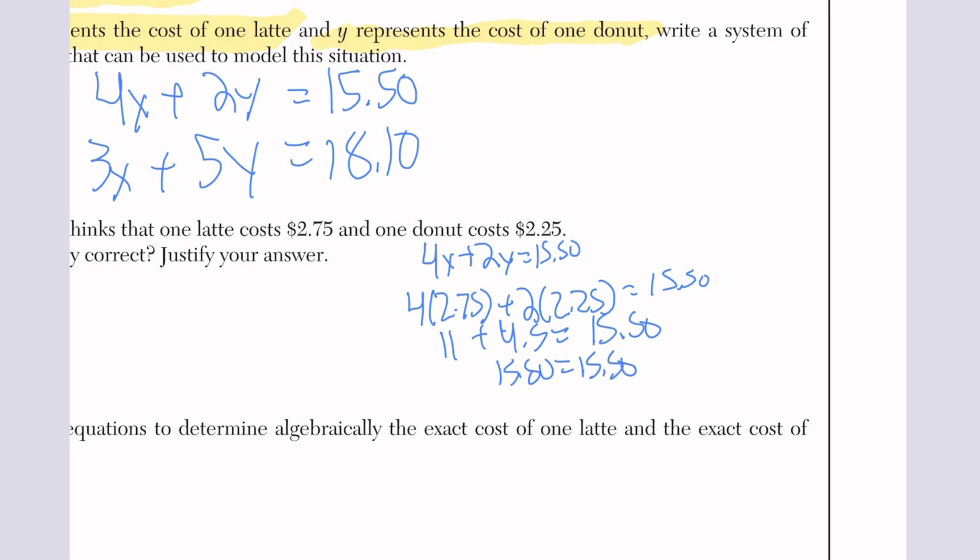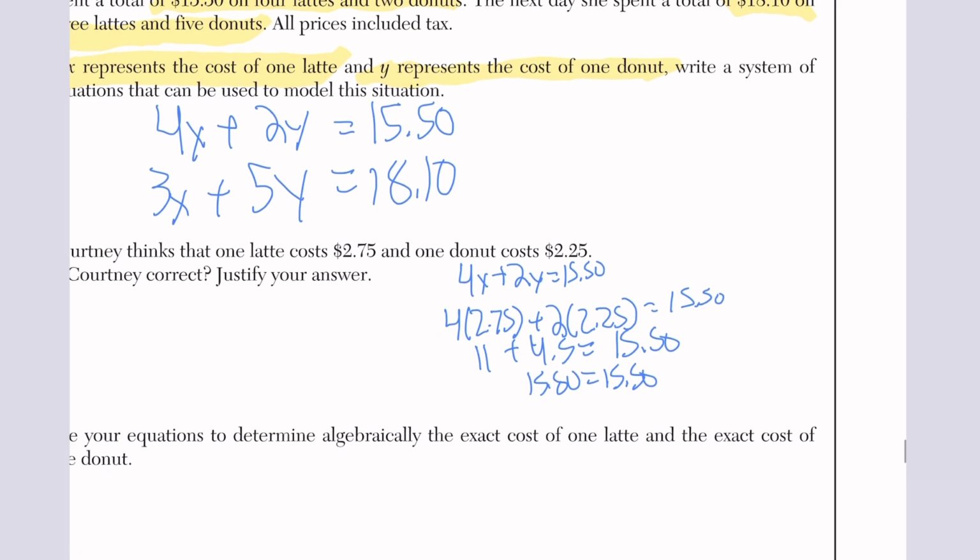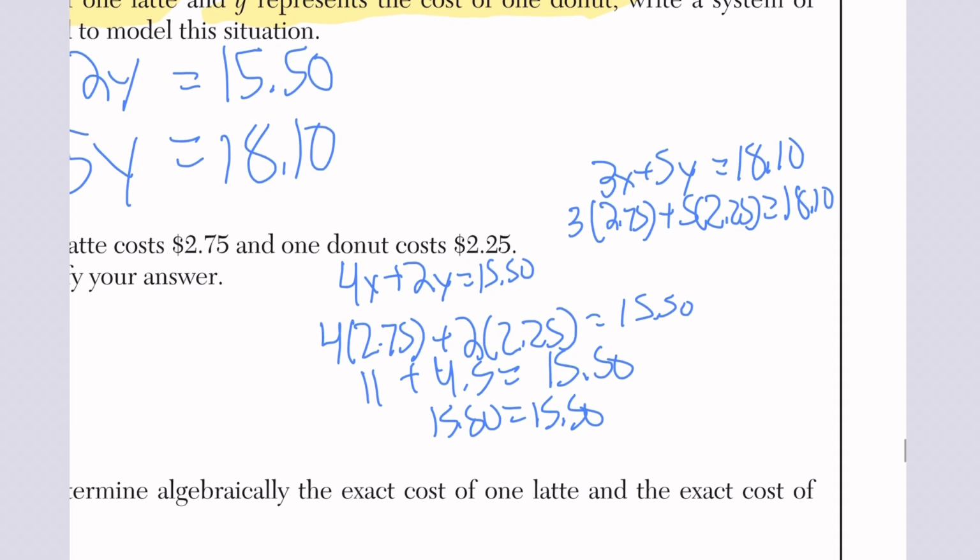Just because this one works doesn't mean that the other one will work. So we have to check the other one as well. 3x plus 5y is equal to 18.10. She thinks that it's 2.75 for the latte and 2.25 for the donut. Is that equal to 18.10? 3 times 2.75 is equal to 8.25, and 5 times 2.25 is equal to 11.25. If we add both of those together, we get 19.5, which is not equal to 18.10.